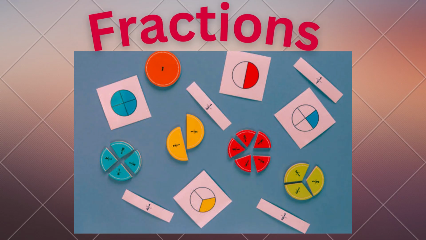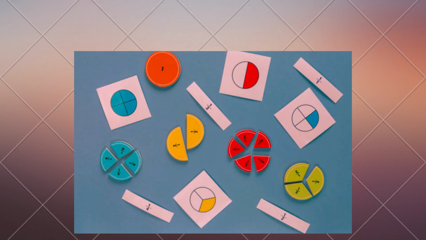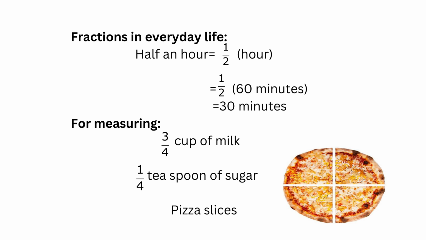Today's topic is fractions. What is a fraction? In everyday activities we are using fractions. We used to say half an hour. Half means it's a part, 1 by 2 of an hour. An hour means 60 minutes, right? Half of that 60 minutes is equal to 30 minutes. So, in general terms, we are using half an hour.